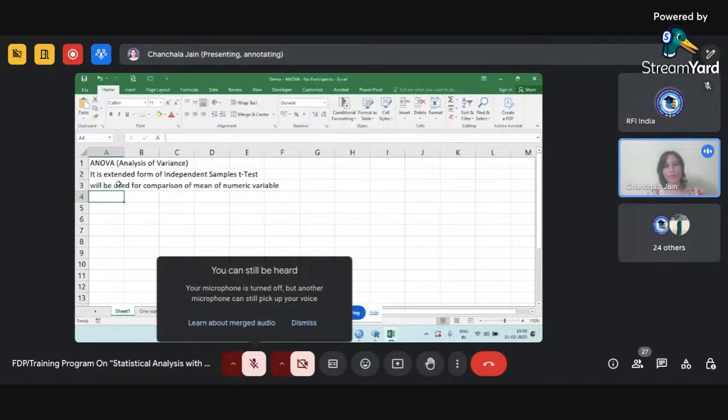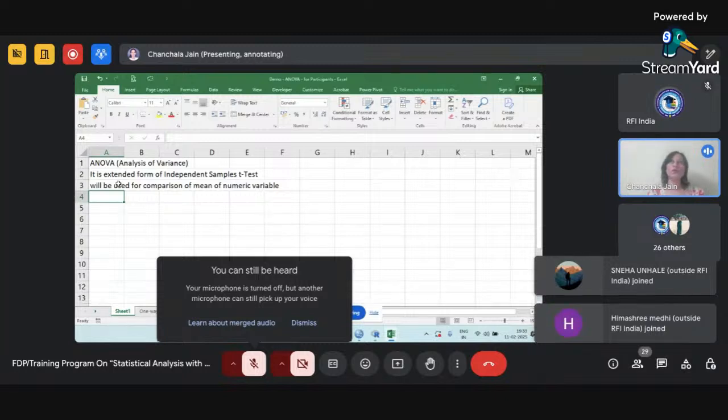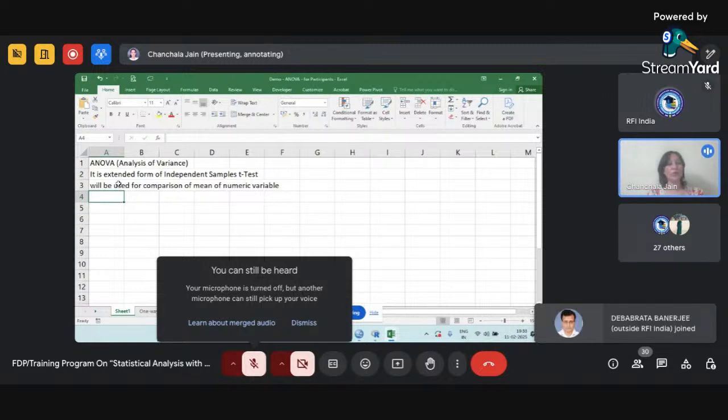So the answer is very simple. Yesterday I said to compare two groups or two samples, we use the independent samples t-test. But when you have more than two unrelated groups, the t-test cannot get the significant mean difference simultaneously in all the groups, right? If you want to compare the means of all the groups together, it is not the capacity of the t-test to do so. So for the purpose, we have ANOVA with us, right?